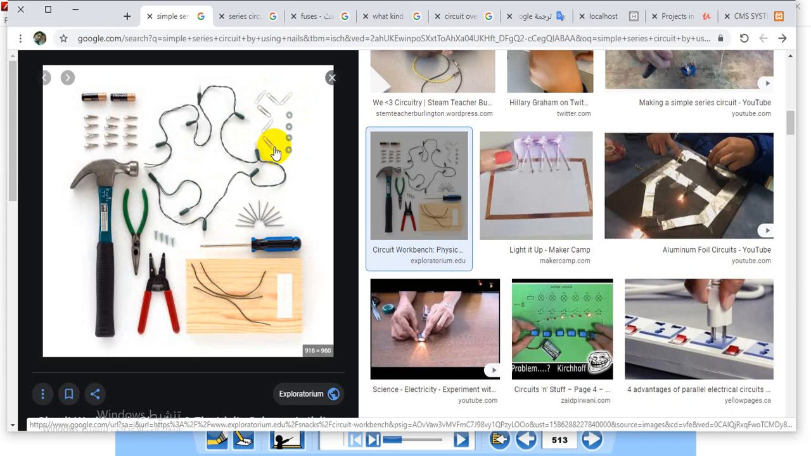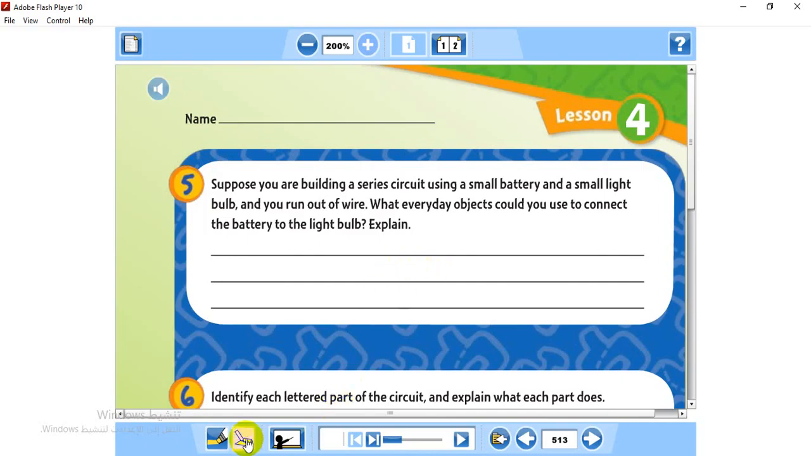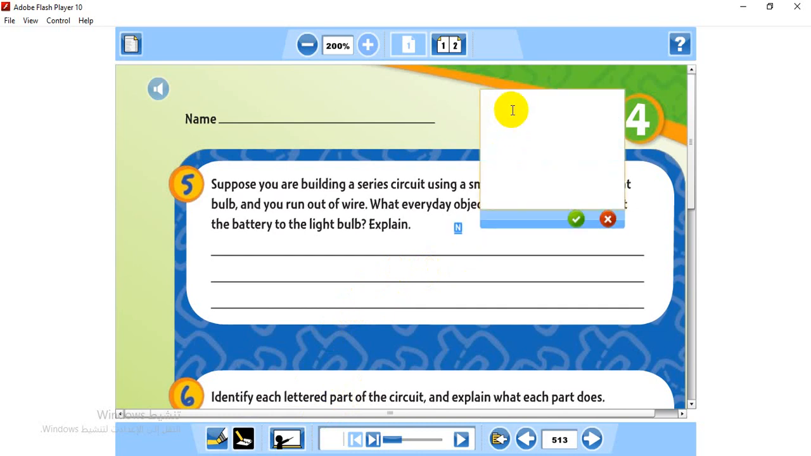Okay guys, I need you to also draw a series circuit in the place where they are asking you to describe or explain how to make a series circuit by using objects that you always find in your home, like the paper clip and the nails. I think it's clear guys. So I have to write here what exactly now. We can use what exactly guys? We can use metal objects that you can find.